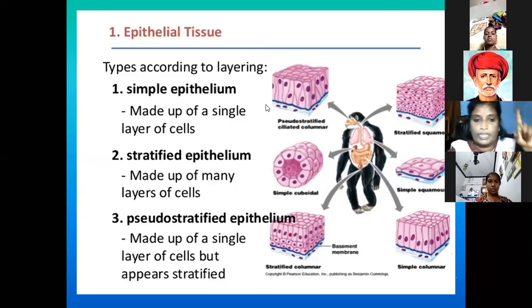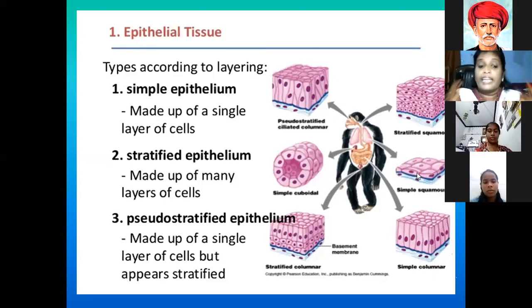The epithelial tissue has three types. The first one is simple epithelium. See in this picture, there is one single layer. Simple epithelium is made up of a single layer of cells, only a single layer. The next, stratified epithelium, is made up of many layers of cells.